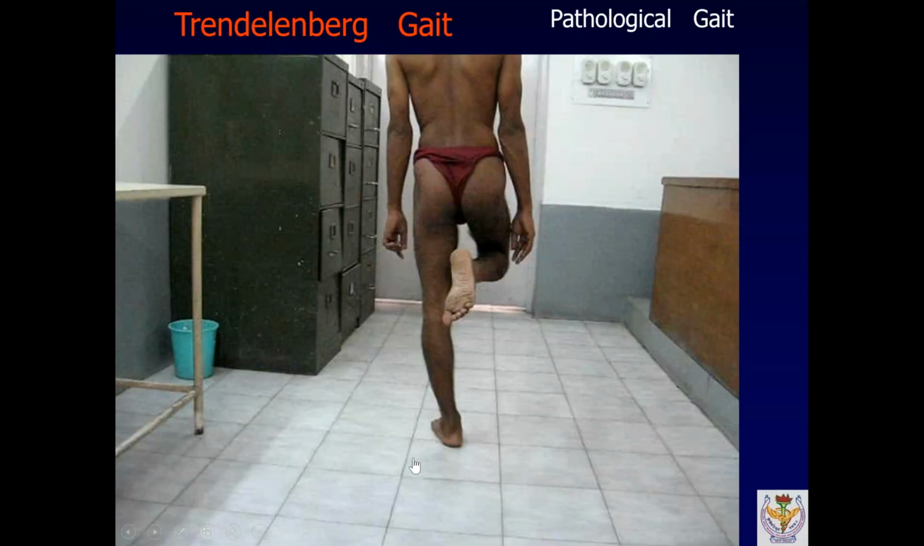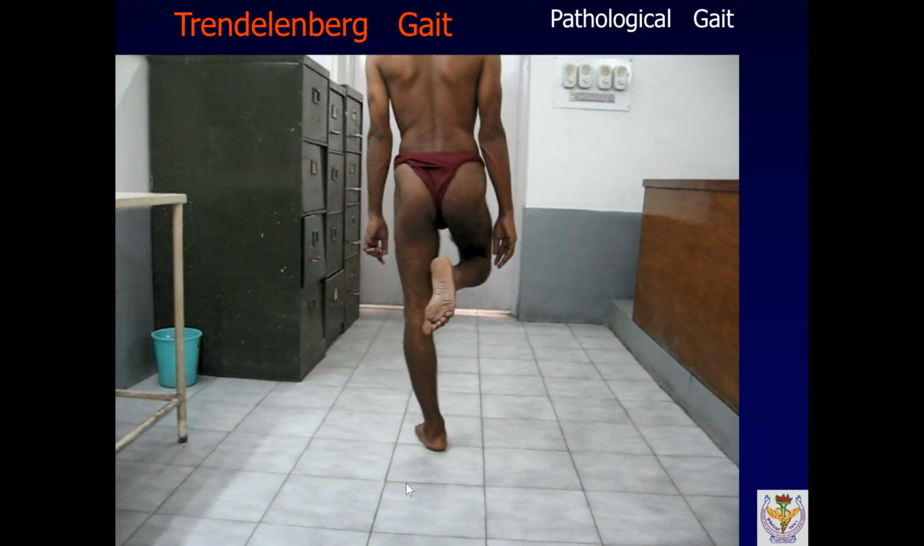So he's standing on the normal side, and when he's standing on the normal side, the pelvis is not dropping, right? That means the weight of the head, the trunk, the upper limbs, and the weight of this limb is getting balanced very nicely by the abductor muscles here, gluteus medius and minimus, and the pelvis is not dropping. Now, the moment I ask him to stand on the affected side, he has tuberculosis of the hip joint, tubercular arthritis, and when he stands on this side, watch what happens.